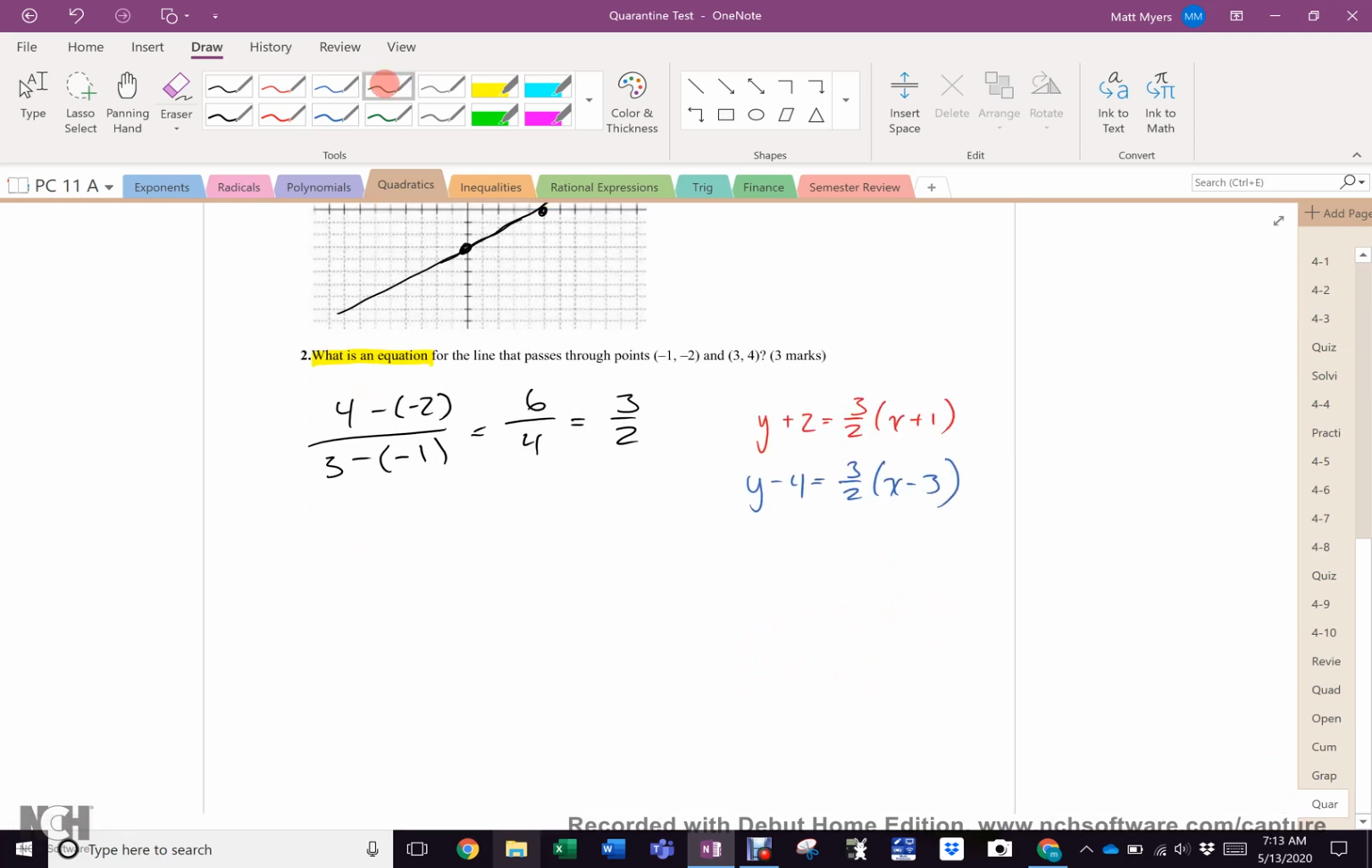Or you could have done y equals 3/2 x plus b, but since you don't know b, you would have to find it. Well, there's an x, there's a y, so you could have put them into the equation and then solved for it, which would have gotten you y equals 3/2 x plus, I believe it was, 1/2.